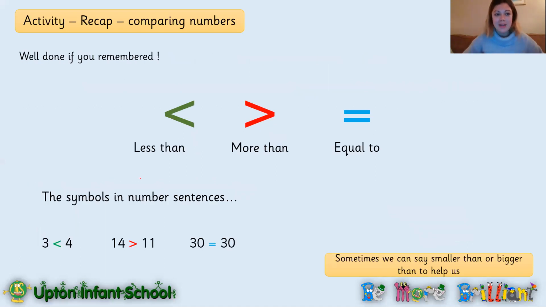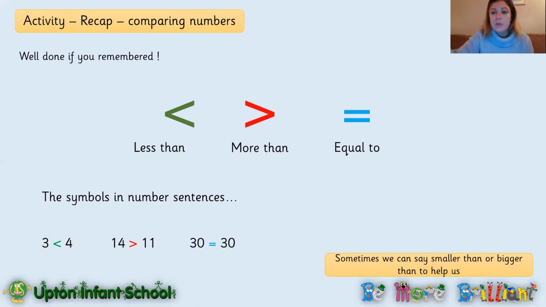So welcome back, and well done if you remembered what these symbols mean. So we have our symbol here, that means less than. This one means more than. And this one, our equal sign, that means equal to. So, for example, if they were in number sentences, we would have 3 is less than 4.